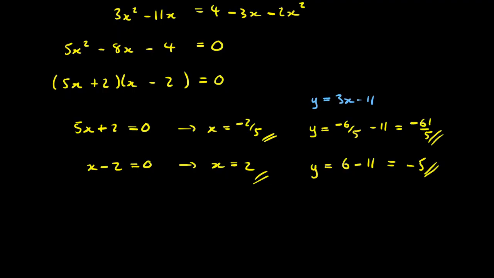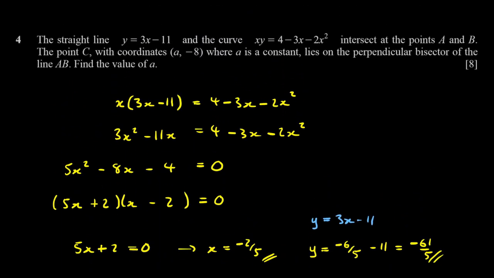Okay, so we've got the two solutions there. Therefore, what we can say is that A has coordinates minus 2/5, comma, minus 61/5. And that B has coordinates 2, comma, negative 5, right? So we've got the coordinates for A and B already. Okay, then, what's our next thing that we're going to do?